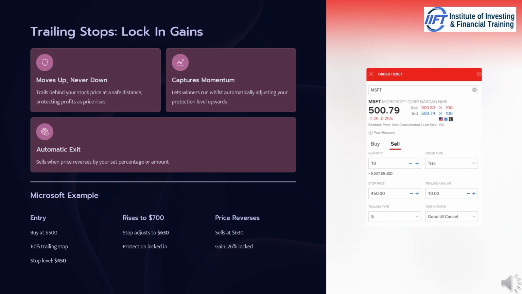So this is a much more sophisticated way of doing things. And again, it's got all the same options as the DeGiro platform. You can see exactly there where you can set it at 10% or you can set it at an automatic fixed figure. And again, we've set it to good till cancel.